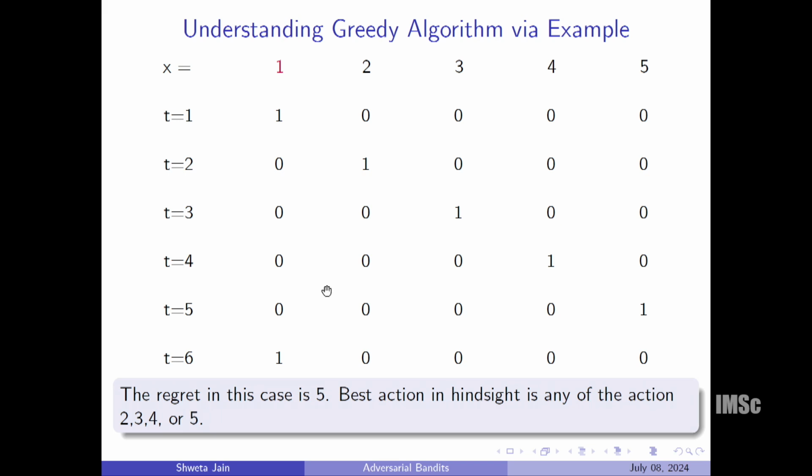What is the loss that your algorithm has incurred? 6. You incurred a loss at every round, right. So, the regret is 6 minus 1, 5. Okay. So, we understood it.